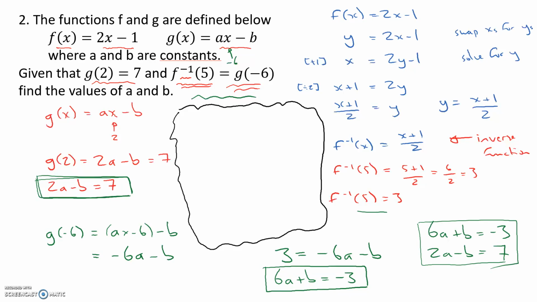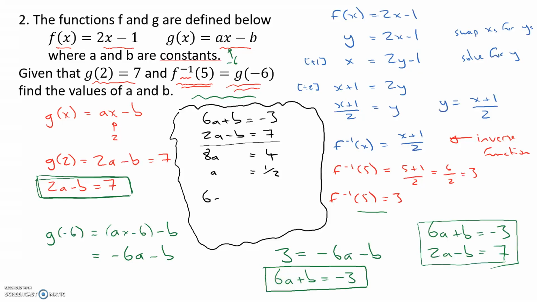Okay, hopefully you've just watched part B, 18B, and you solved some simultaneous equations. How did you get on? Okay, let's do it. We've got 6a plus b equals minus 3, and 2a minus b equals 7. If I add these, it's going to get rid of the b's. So let's add them. We get 8a equals 4. Divide both sides by 8. a equals 4 over 8. That should be 1/2. So a is a half.